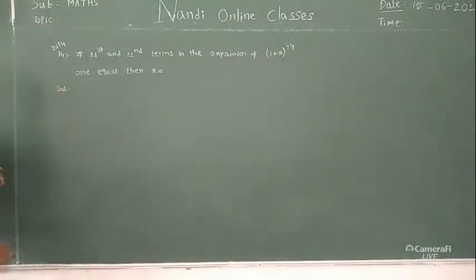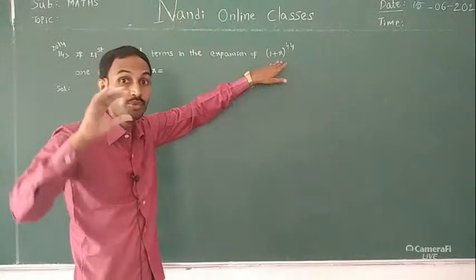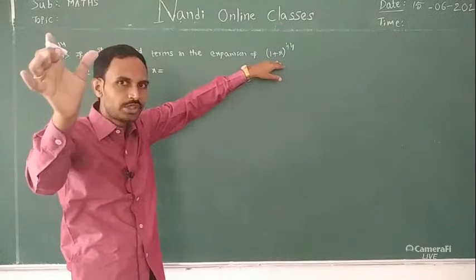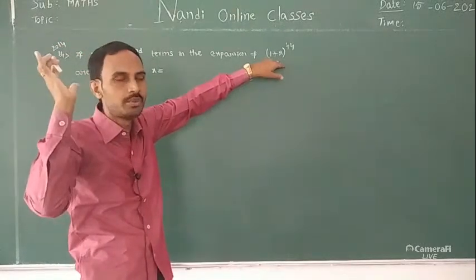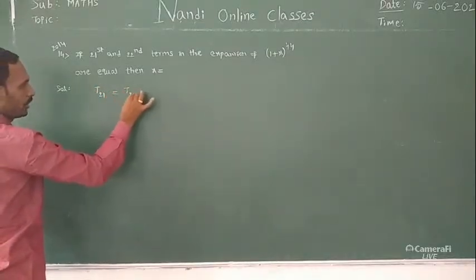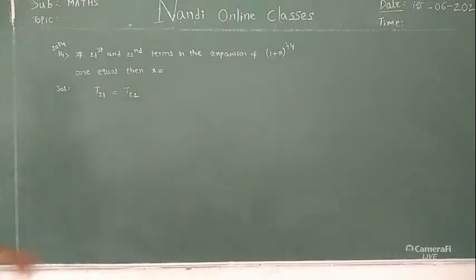Okay, solution. Understand the problem. If the 21st and 22nd terms in the expansion of 1 plus x whole power 44 are equal, then what is x? If you expand this, you will get 45 terms. Out of 45, the 21st and 22nd terms are equal. What is the x value? They said the 21st term is equal to the 22nd term.